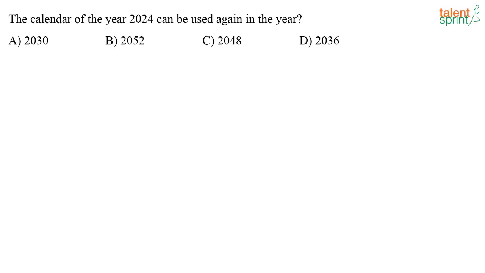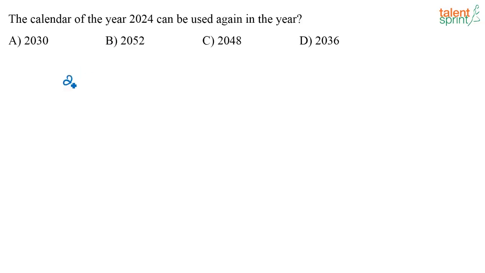So read this question. The calendar year of the year 2024 can be used again in the year dash. So how do you solve such questions on calendars? See, for calendars, what is the logic that you will use? Generally you go with finding out the number of odd days, correct? So how will you solve this question? Let me tell you how to solve such questions.